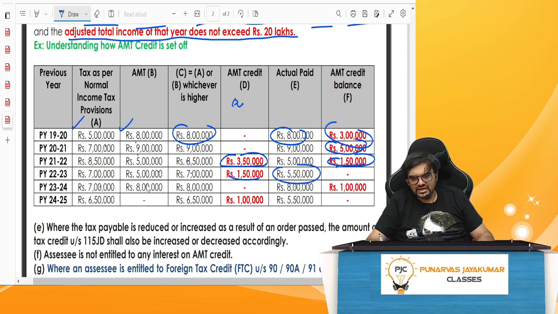Next year, 7 lakh and 8 lakh. So here I'll get 1 lakh extra credit. Next year, 6 lakh 50,000, AMT is nil. Still I can claim this 1 lakh, no problem. This was as per the change that Arun Jaitley made.